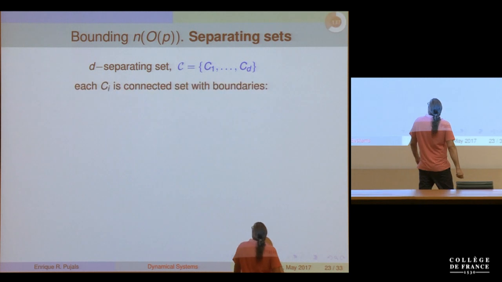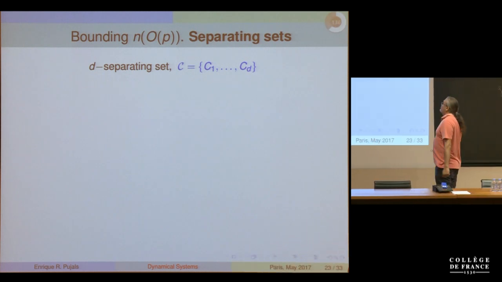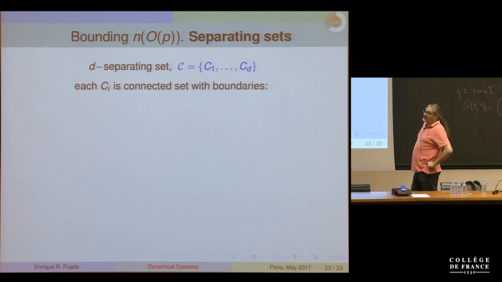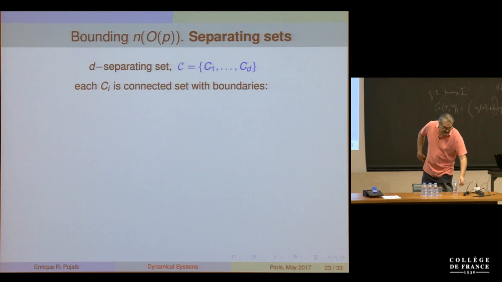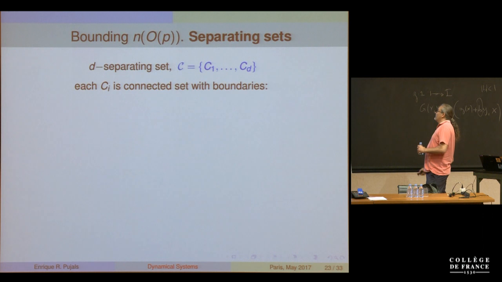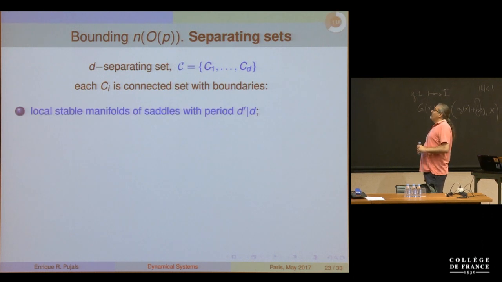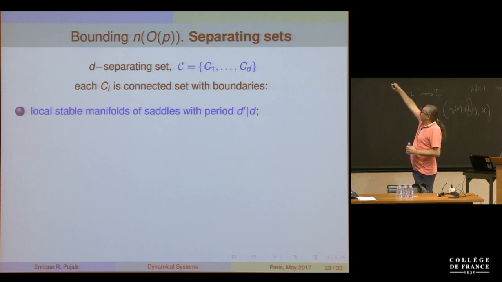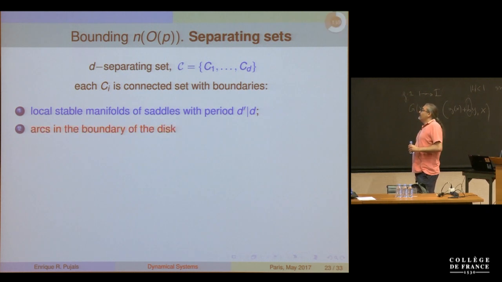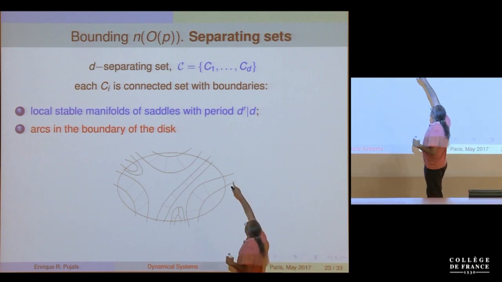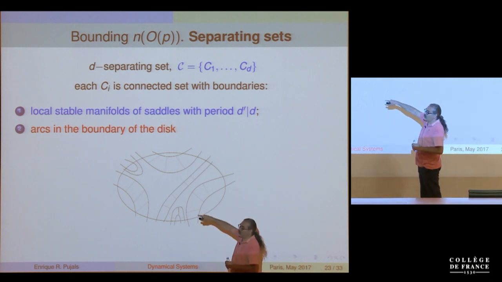It is a heuristic. Let's start by saying, what is a separating set? A separating set is a collection of connected sets with boundaries. So Z is a collection of connected sets with boundaries. And the boundary is given by local stable manifolds of saddles with period dividing D. D is the cardinality of the set. And arcs in the boundary of the disk.